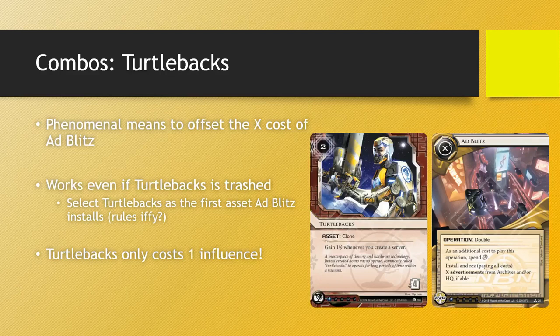I could see the ruling be that all cards have to be installed simultaneously and then installed first, and then all cards have to be rezzed next. That might be the case. I don't know for sure. Again, rulings are very hazy over App Blitz simply because it's not a commonly seen card.